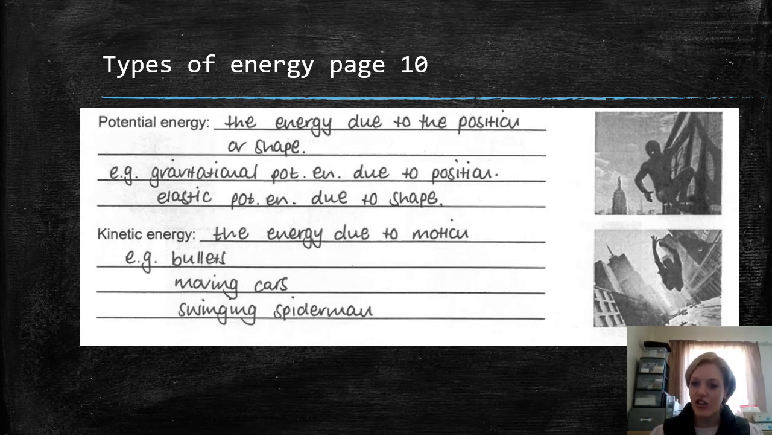Kinetic energy is the energy due to motion. If we look at the two pictures you have in your book of Spider-Man, we've got bullets, moving cars, or a swinging Spider-Man as an example. We use these examples later on. I'm going to ask you these questions, and that's why it's very important that you understand these concepts well. If you're stuck, please let me know.